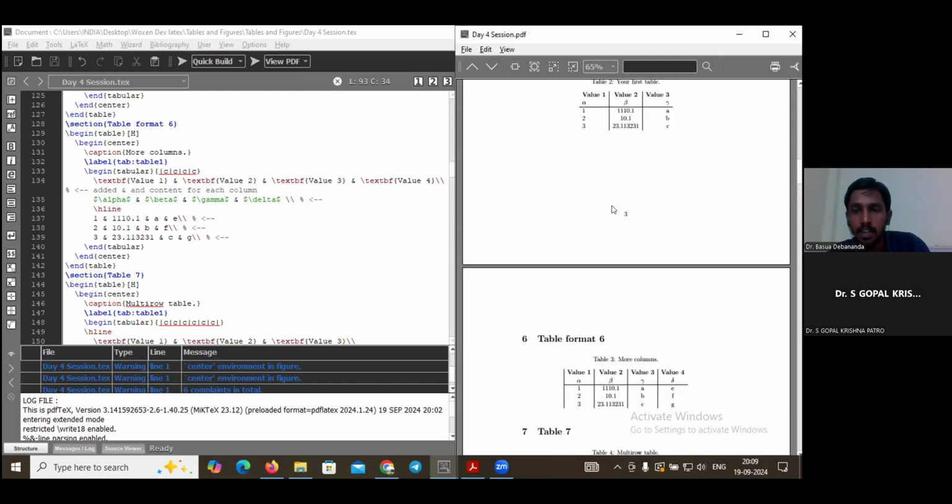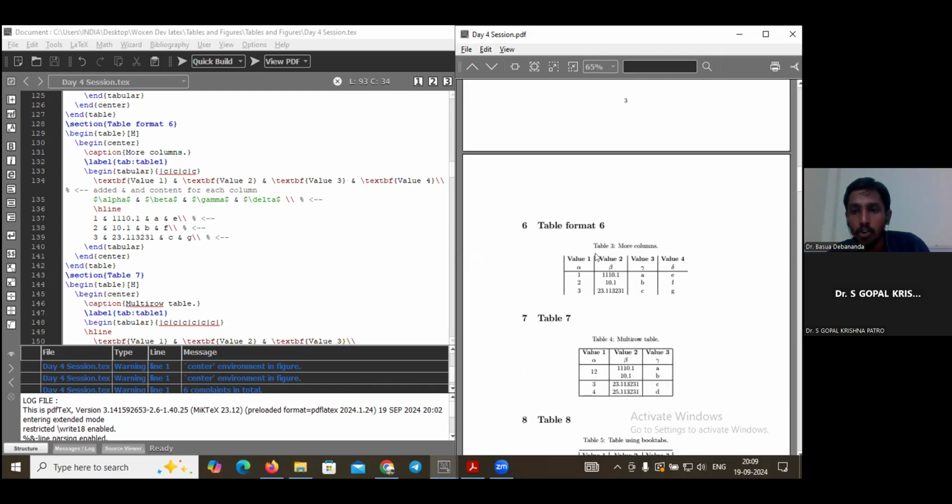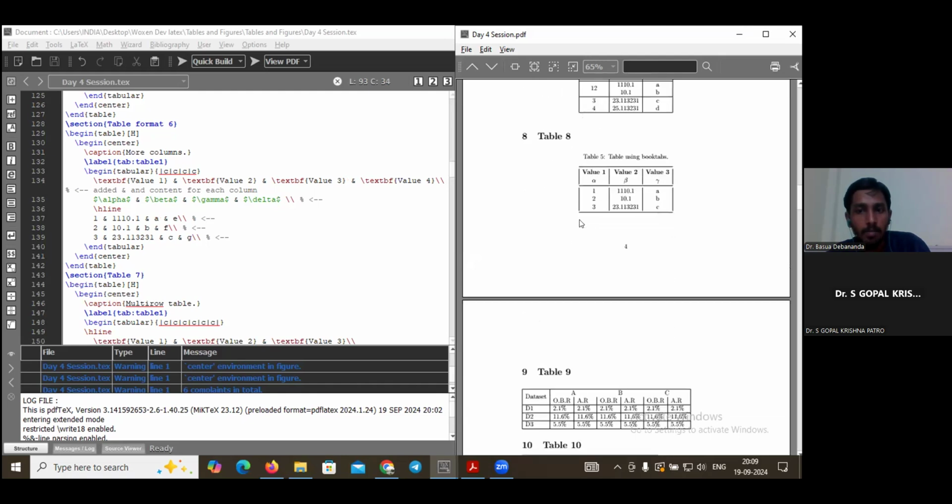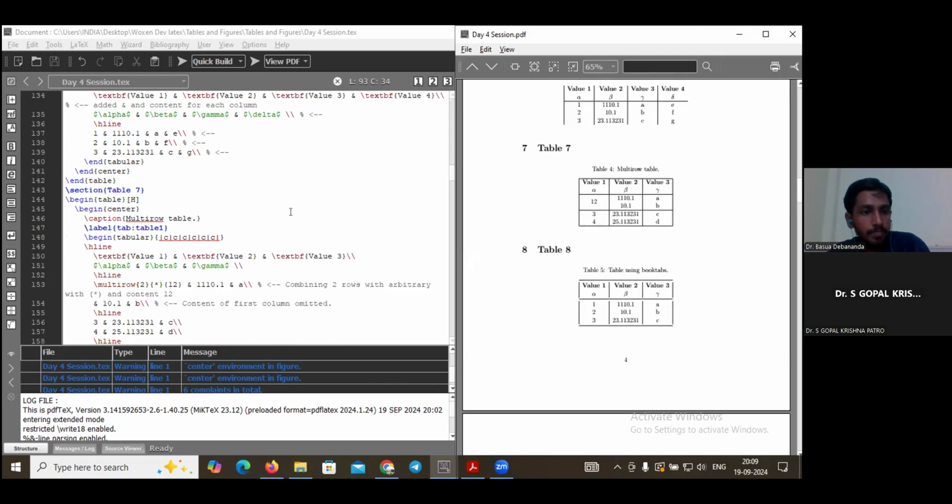This is the case of more columns. Okay, I'm moving to the 7th one.